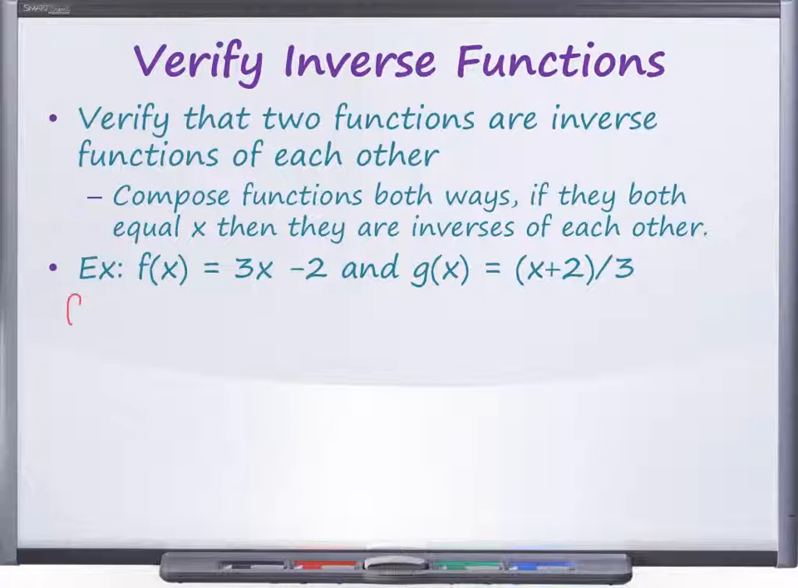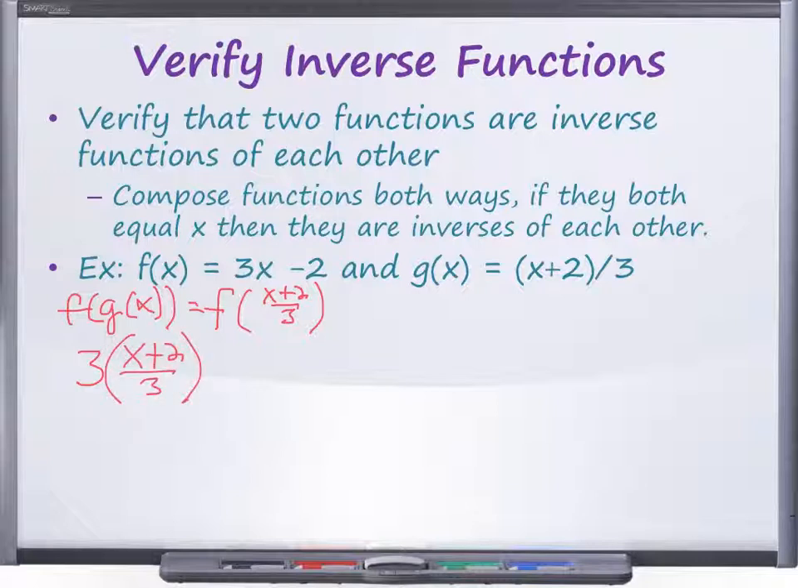So first off, we need f of g of x. Well, that's f of x plus 2 over 3. Now, when we put that in place of the x in f of x, that's 3 times x plus 2 over 3 minus 2. Well, when we multiply these, my 3's cross out. That leaves me with x plus 2 minus 2. Well, those add to 0, so now I just have x.